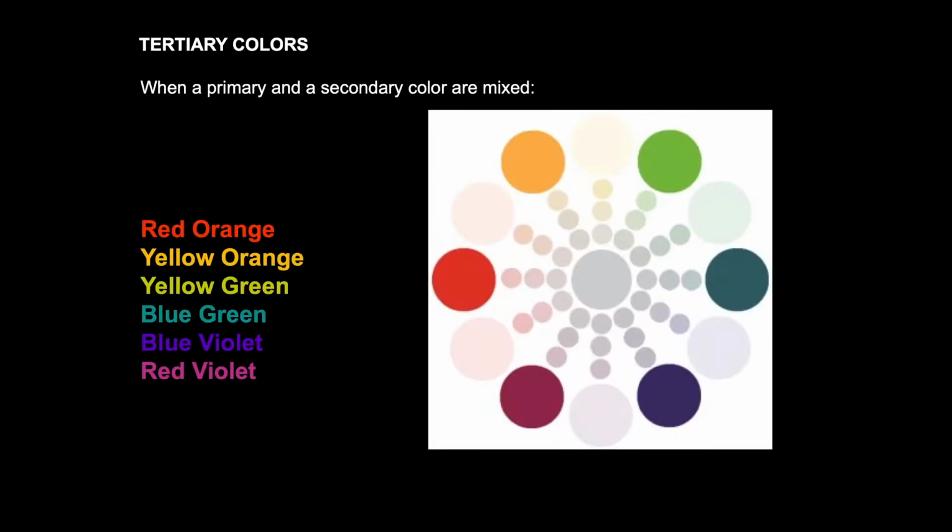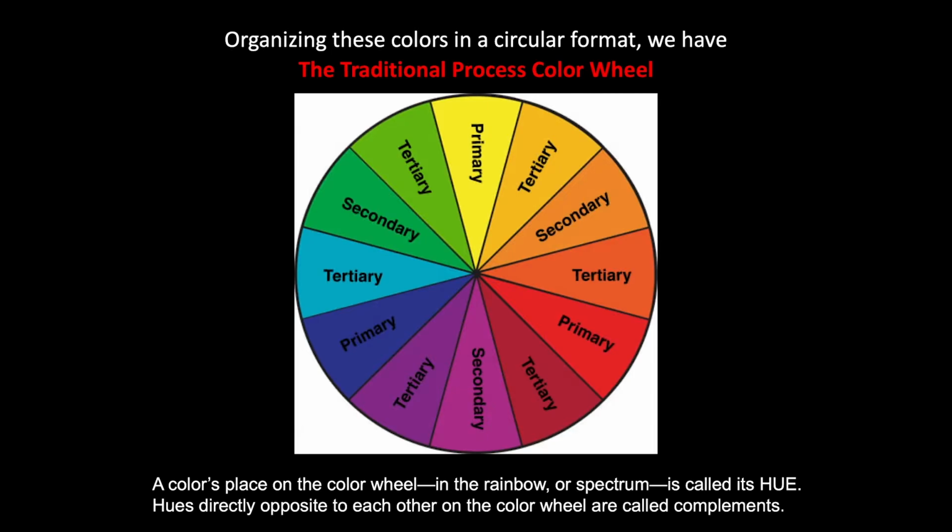When the primaries and secondaries are mixed, we get tertiary colors such as red-orange, yellow-green, etc. And as you can see, the variety of hues between any two colors is infinite. We can organize these colors, and typically they are organized in a circular format that we know as the color wheel. Obviously, this simple color wheel is organized into a series of flat colors.